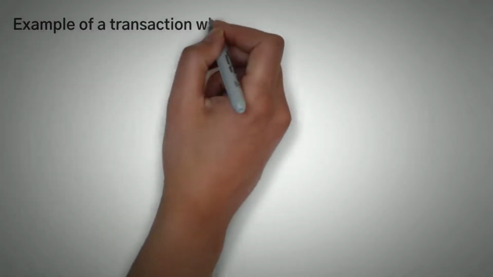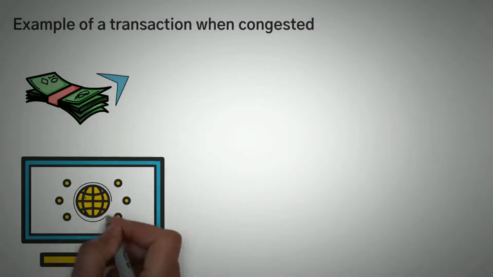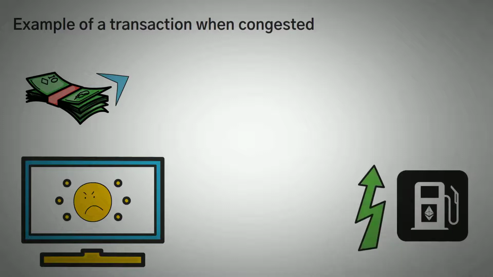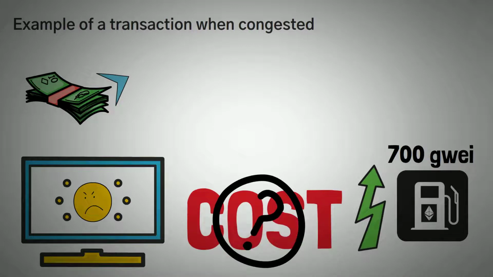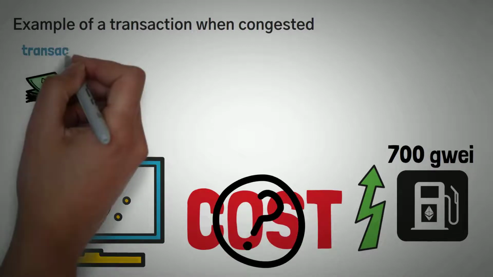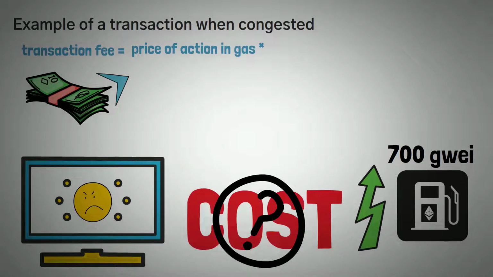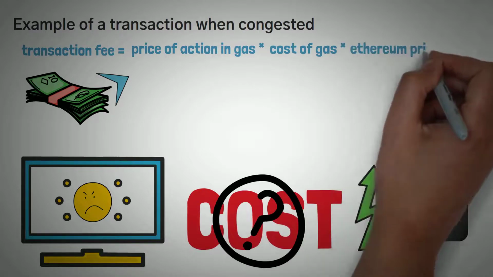Let's assume the same situation as above, but for this example, we're going to say that the network is very busy, and because of this, the cost of gas is high. Now the cost of gas is 700 gwei instead of 100 gwei. So to calculate how much it would cost to send your friend some money, we have to plug in these numbers into the equation. Remember, the equation is price of the action in gas, times the cost of gas in gwei, times the Ethereum price in dollars.